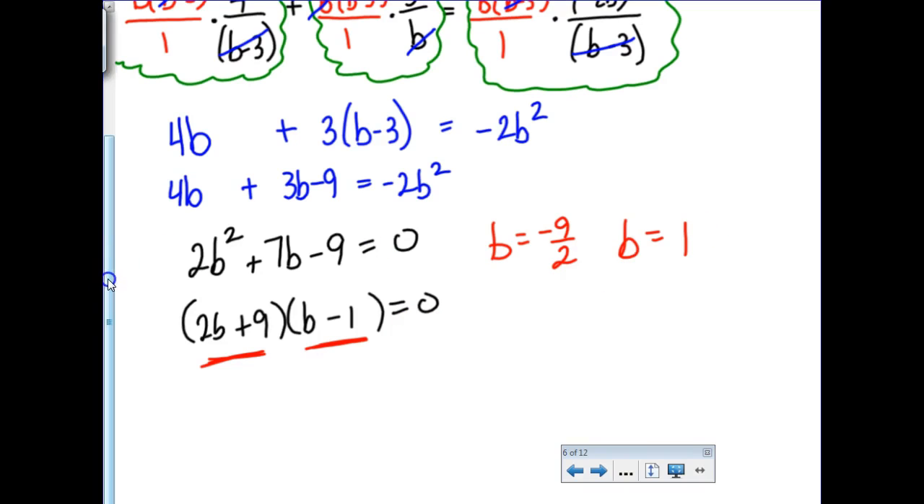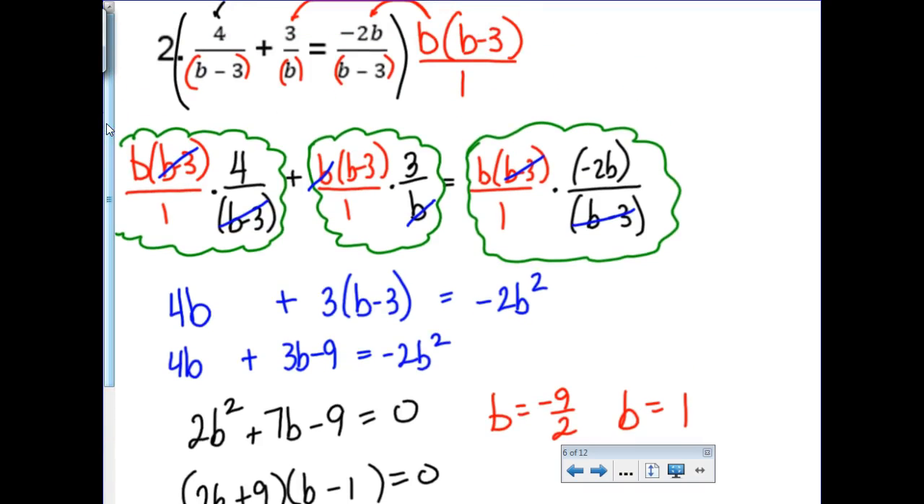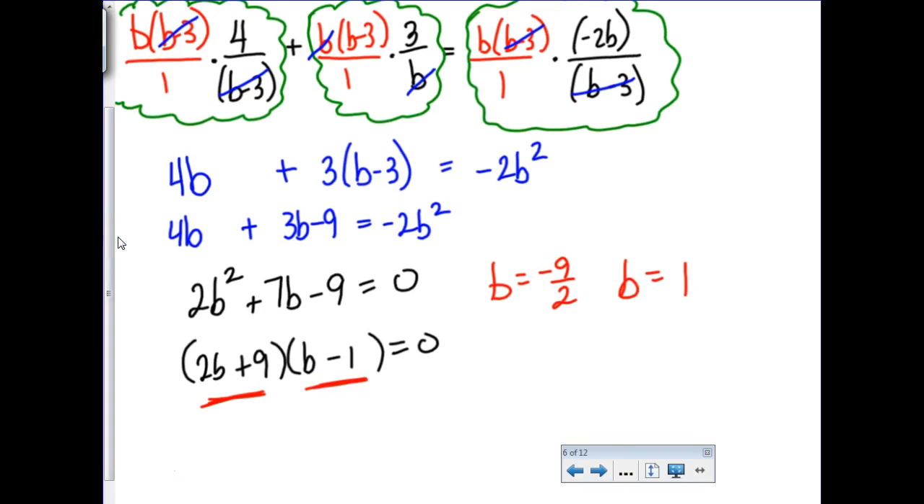But since I forgot to do that very important first step, let's go back to that for a moment. Way at the beginning of the problem, there were 2 things that b couldn't be. What were they? Couldn't be 0 or 3. Did you get either 0 or 3 in your solutions? No, so they're both good.